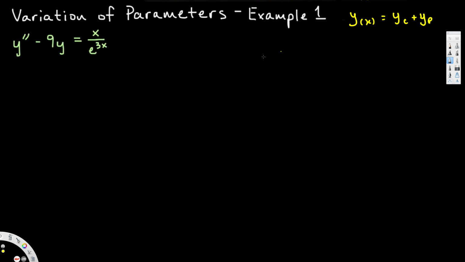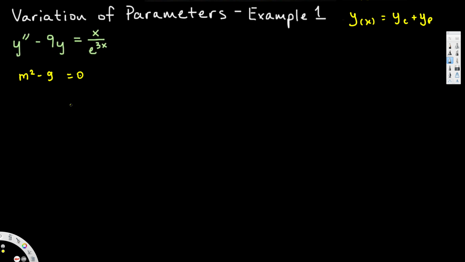Now yc is the complementary solution. To find that one out, we treat this one as a homogeneous equation and take the characteristic equation. That's going to be m square minus 9, because we have double prime, so that's m square, and we don't have any prime or any order, so that's just 9. Minus 9 is equal to 0.